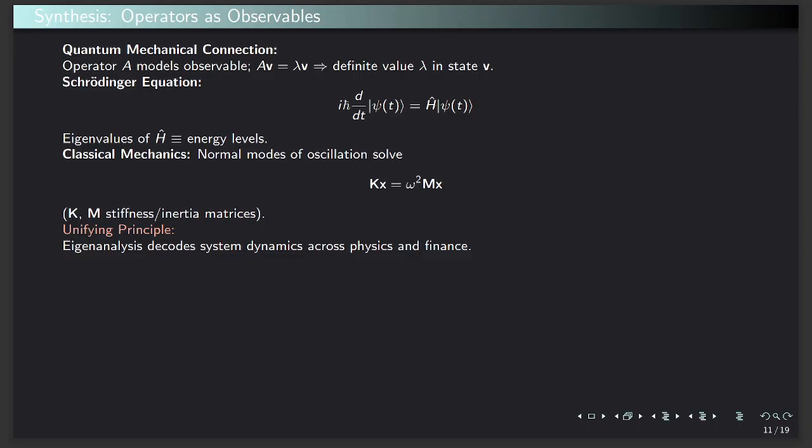And in classical mechanics, the analysis of coupled oscillations, which we will also cover, leads to the generalized eigenvalue problem, where the eigenvalues correspond to the squares of the natural frequencies of vibration, and the eigenvectors describe the shapes of these normal modes. So this principle here is unifying, right? The technique of eigenanalysis provides the fundamental method for decoding the intrinsic dynamics and measurable properties of systems across all domains of science and engineering. So let's work through some problems.